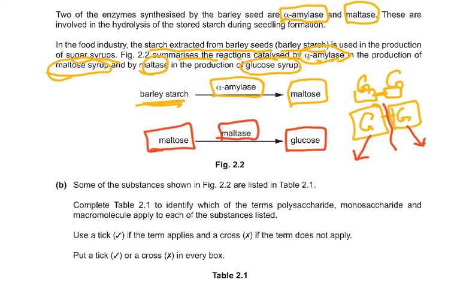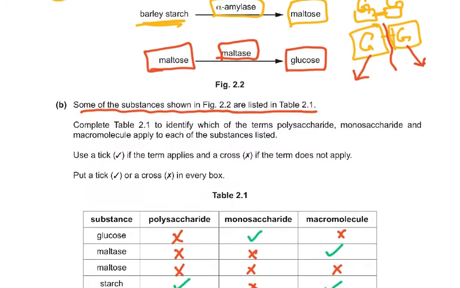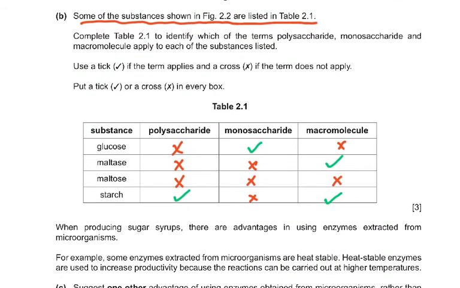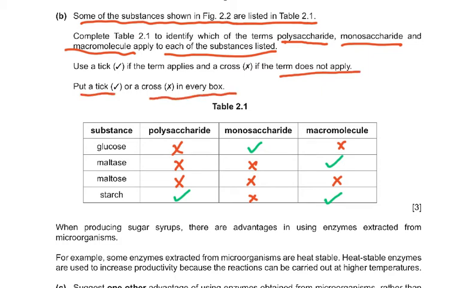Then as we read along the question, some of the substances shown in figure 2.2 are listed in table 2.1. Complete table 2.1 to identify which of the terms polysaccharide, monosaccharide, and macromolecule apply to each of the substances listed. Use a tick if the term applies and a cross if the term does not apply. Put a tick or a cross in every box, so you couldn't have left any empty. Now, is glucose a polysaccharide? No, it's not. It's a monosaccharide.